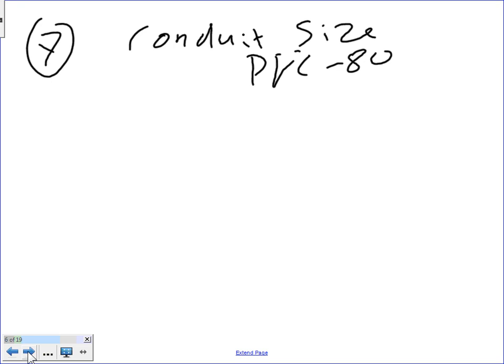Electricians know how to size a conduit. You guys should be at least one step above electricians. Oops, did I say that? So I'm going to go size my conduits.